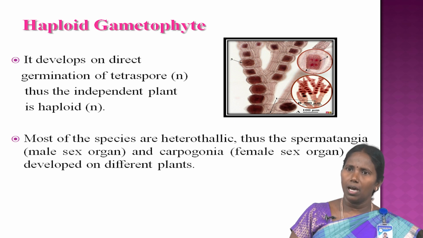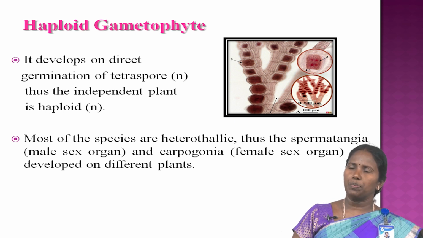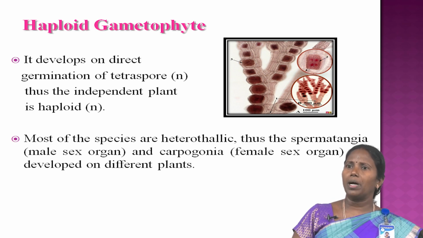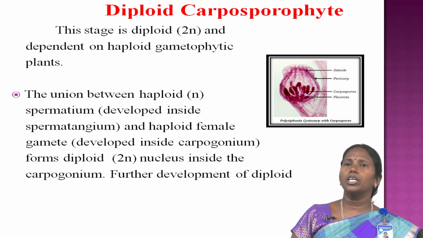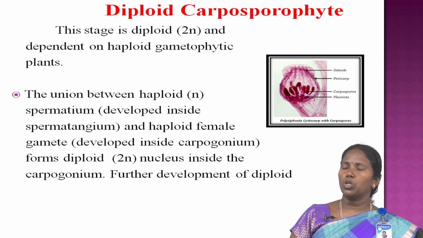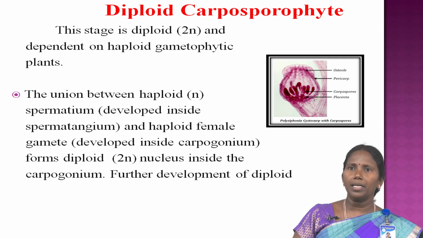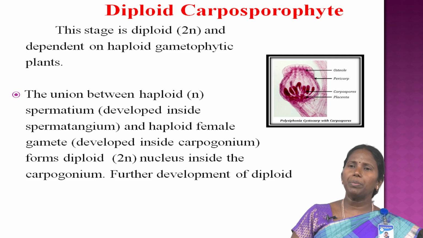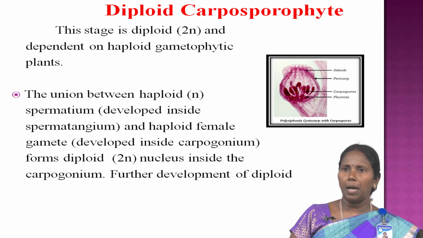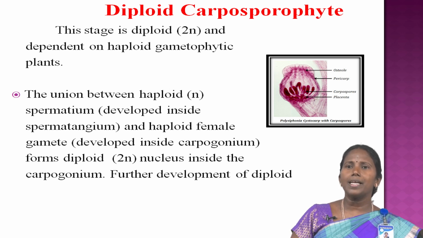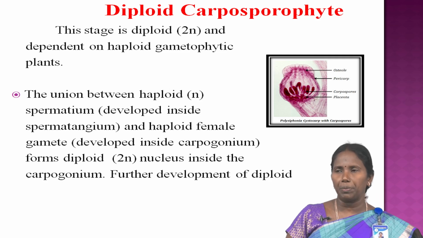Most of the species are heterothallic, thus the spermatangia and carpogonia develop on different plants. And the third one, diploid carposporophyte. This stage is diploid and dependent on haploid gametophytic plants. The union between the haploid spermatium and the haploid female carpogonium forms a diploid nucleus inside the carpogonium for the development of the diploid phase.